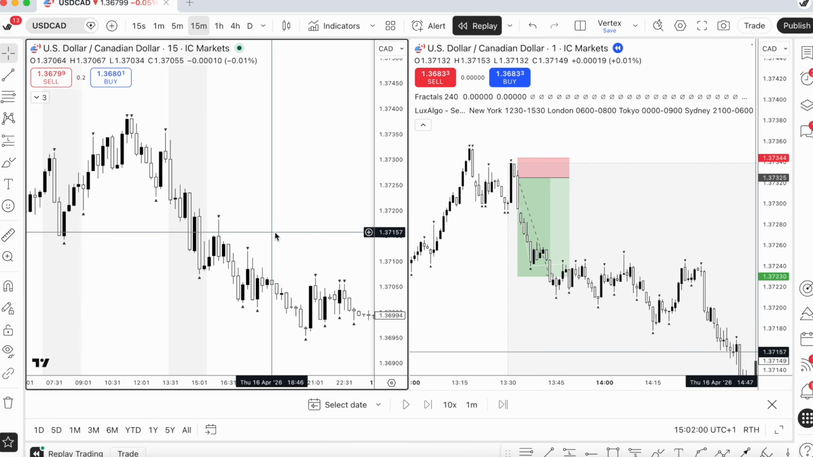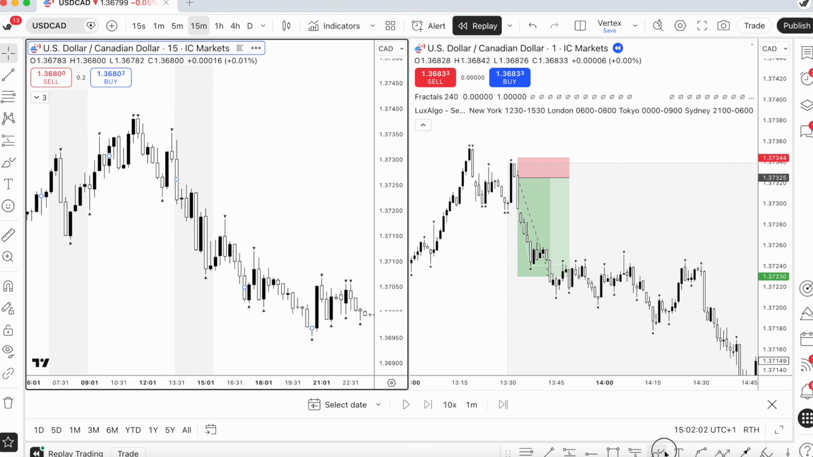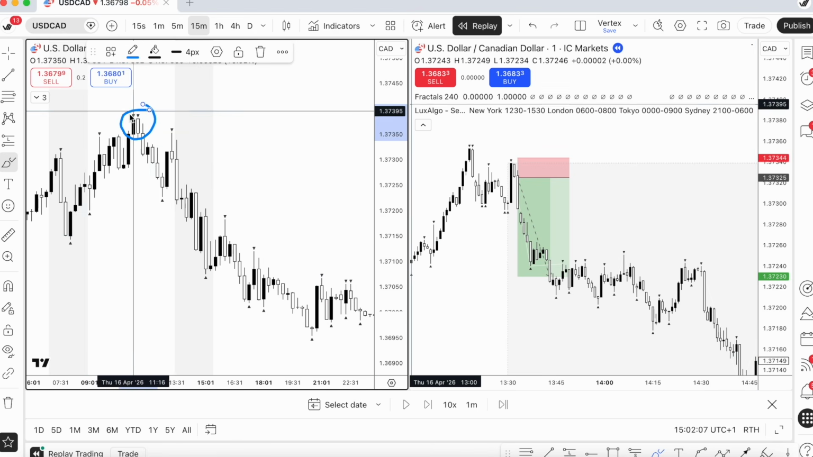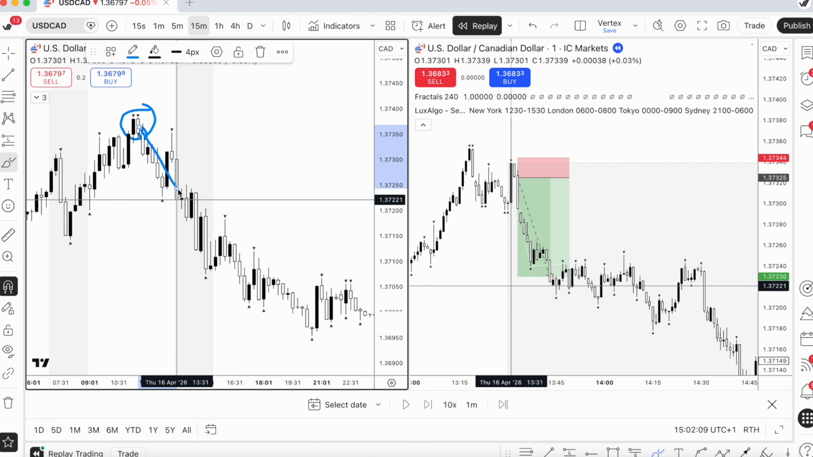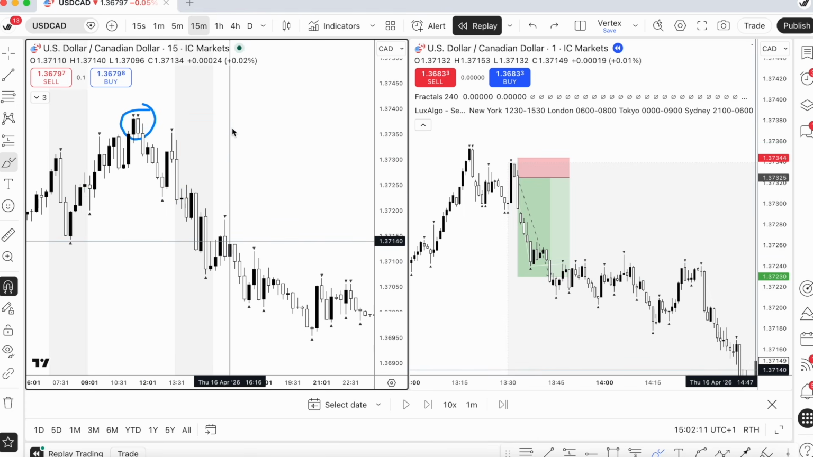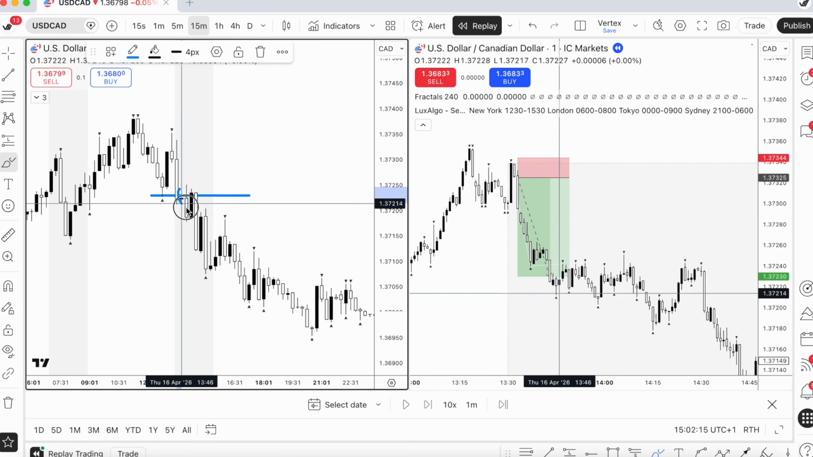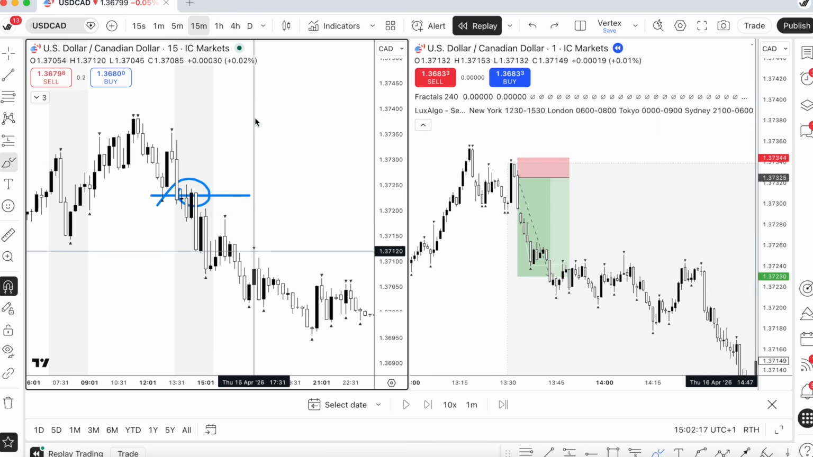So what we can see here is coming into the session, the last thing that happened was a sweep of the high, and then we have obviously our bias to go short, nothing else in between, and then obviously we're looking to go sell until we get a fractal low sweep, which means we're looking to go buy at that point.